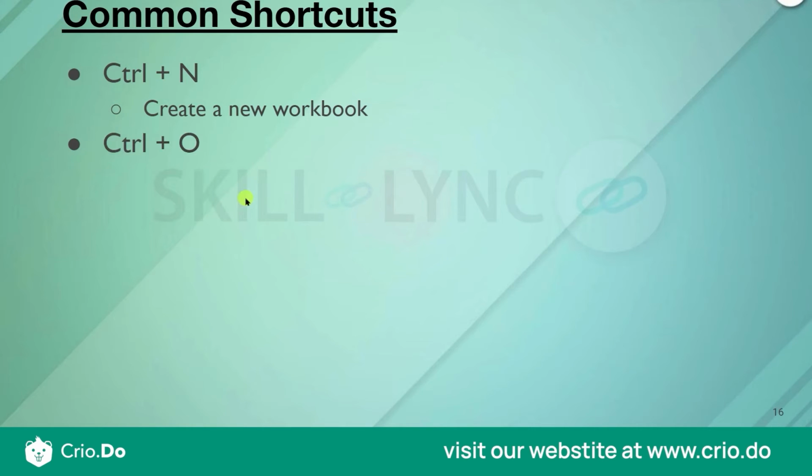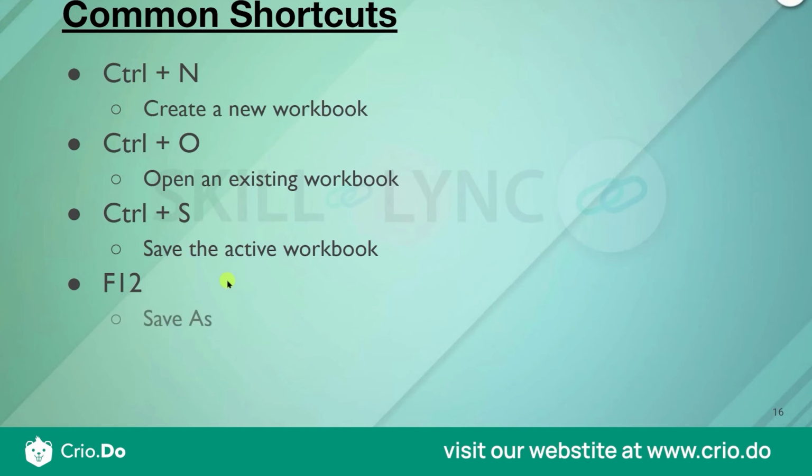Control plus O is for opening the existing workbook. We should not say new workbook, we should say the existing workbook. After that I have Control plus S, this is for saving. F12 is Save As. Control plus W is used to close the active workbook.